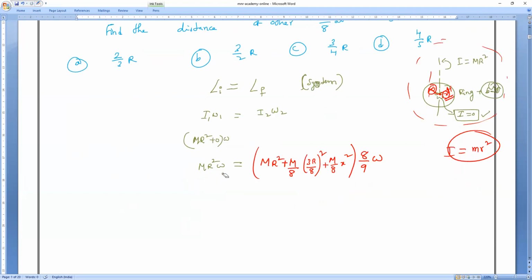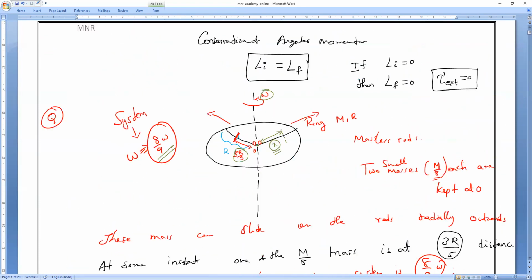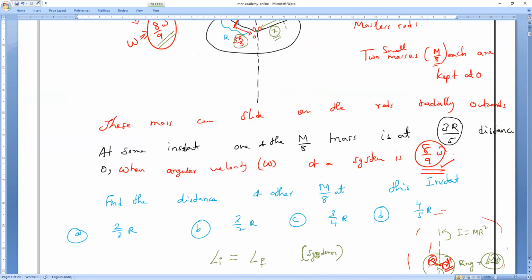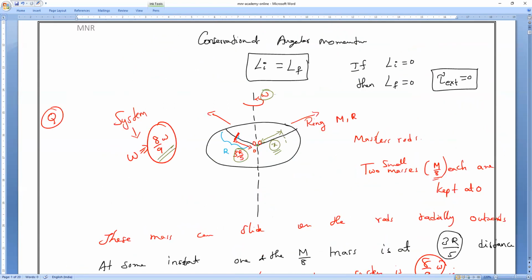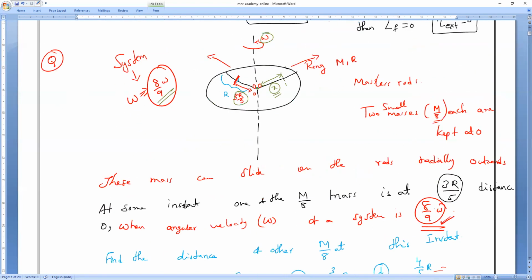So be very careful. Initially only the ring starts rotating. Both balls are at the center, so the moment of inertia of the balls is 0. Only the ring possesses the inertia at the beginning, so mr square into omega. Next, after the balls have traveled a certain distance, the angular velocity is reduced from omega to what, guys? 8 by 9 omega. By that time everybody is in motion, so everybody will possess inertia.